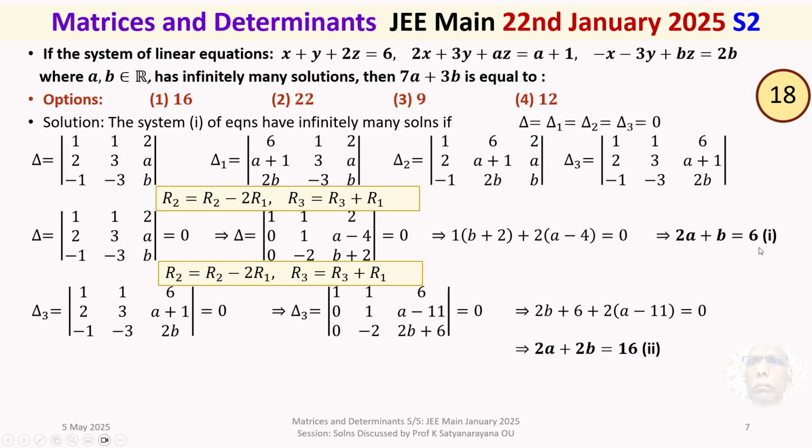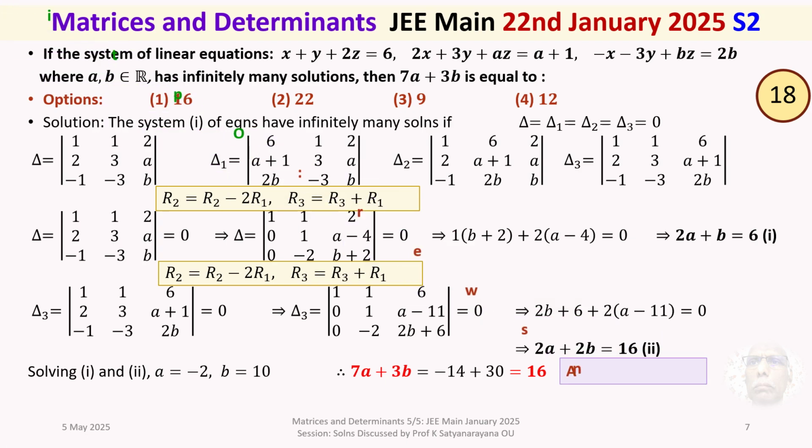2a plus b is equal to 6. Subtracting we will get b is equal to 10. So solving the 2 equations, we will get b is 10, a is equal to minus 2. Now we want to evaluate 7a plus 3b. 7a plus 3b is equal to 7 minus 2s are minus 14, plus 3b, 3 10s are 30, and minus 14 plus 30 is 16. Where is the answer? Option 1. So the answer appears against option 1, and that is the detailed discussion of this solution.